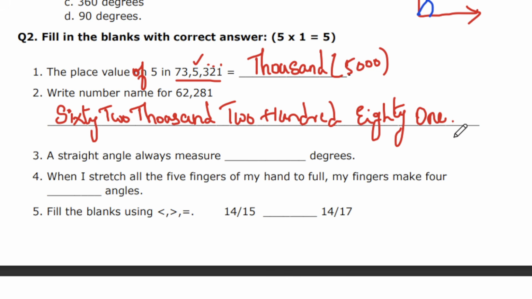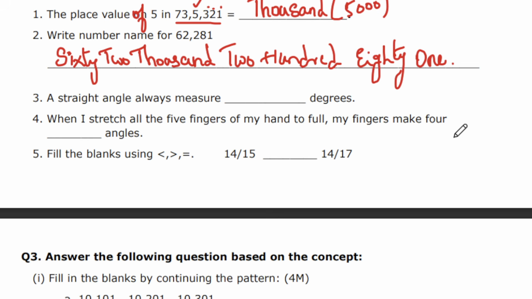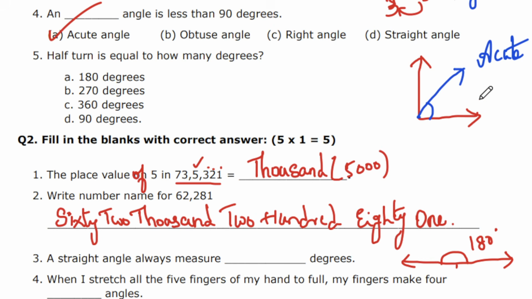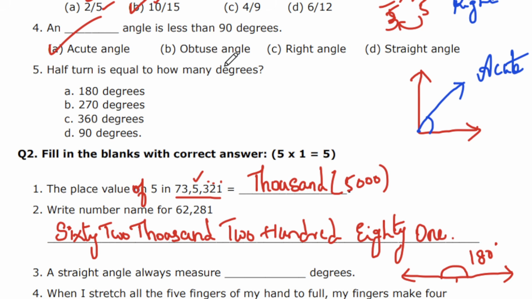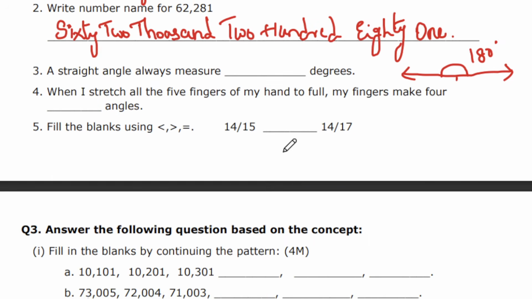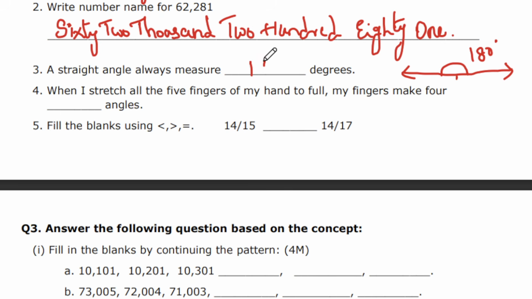Next, a straight angle always measures dash degrees. For example, if you have a straight angle here, this measures 180 degrees. The same question has been placed here also: half turn is equal to how many degrees? For example, this is a half turn, and the straight line here is 180 degrees. So the same question is framed. A straight angle always measures 180 degrees.